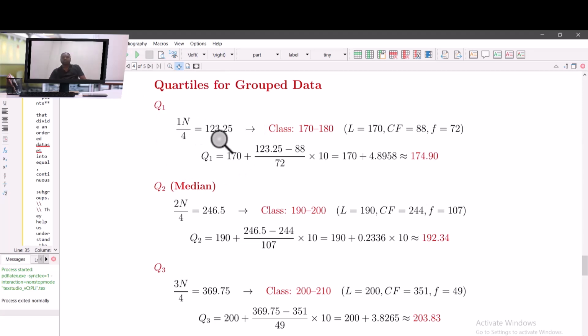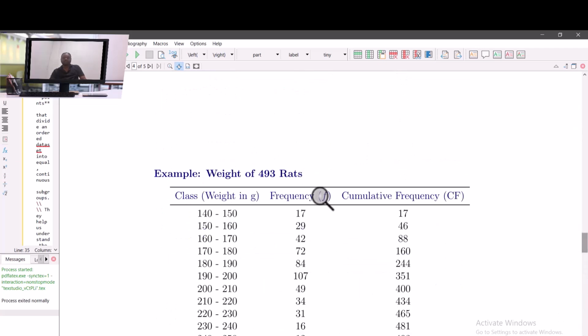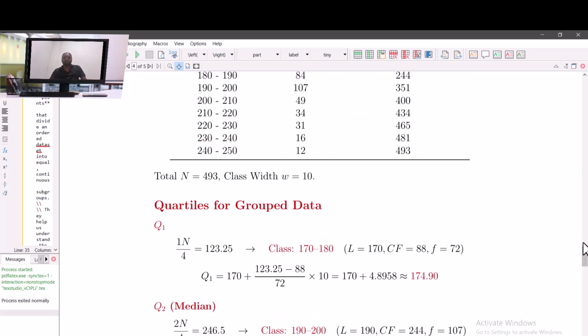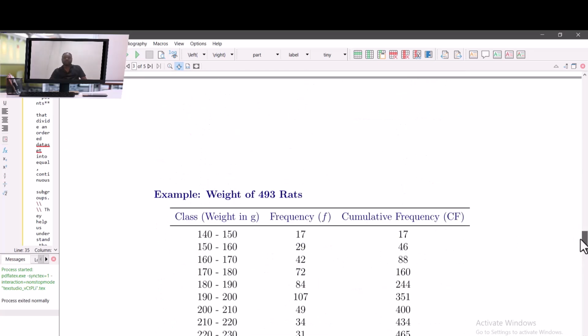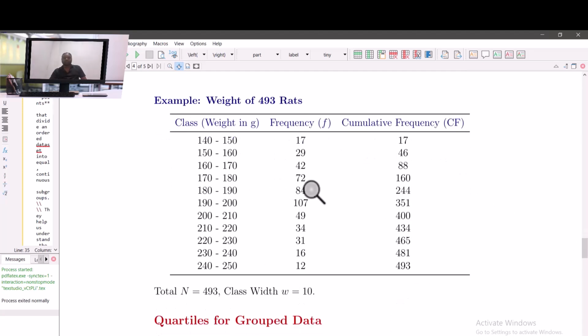We obtain this number. This number is found here in the 7th class. No, in the 4th class. We can see 1, 2, 3, 4, the 4th class is now the quartile 1 class, right? As this class includes that number, right? 1, 2, 3, the 0.25 position is here. So that is the quartile class.